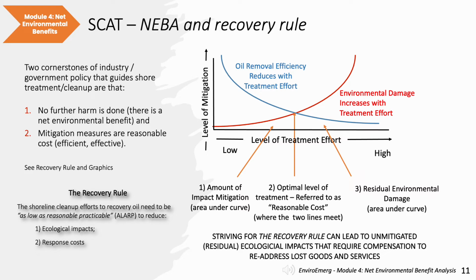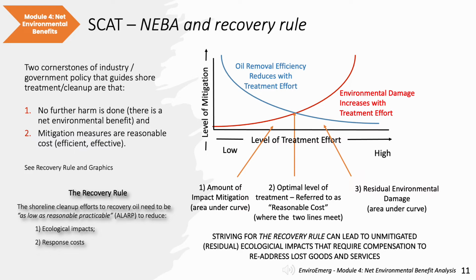It's because they are the two cornerstones of industry and government policy, in that there should be no further harm done by mitigation measures. That is, there's a net environmental benefit achieved. And second, that the mitigation measures are of a reasonable cost insofar as being efficient, effective, proven, and pragmatic. Oil spill impact mitigations such as shore treatments need to be as low as reasonably practicable. That reduces the ecological impacts as well as the response costs. This requirement is often referred to by the acronym ALARP.